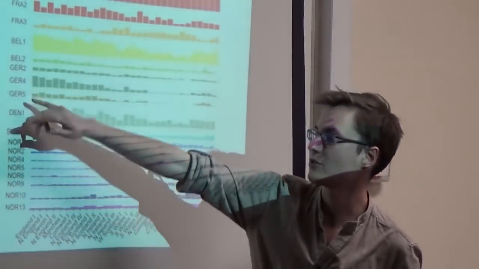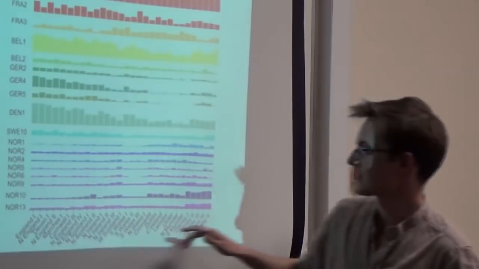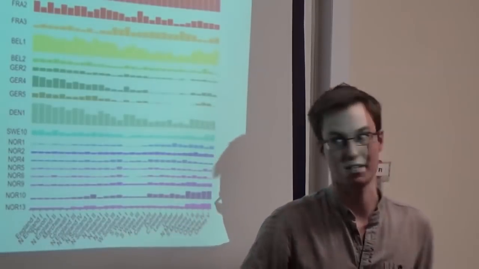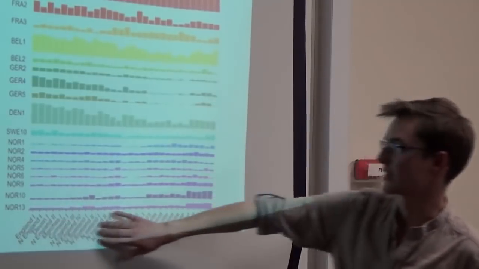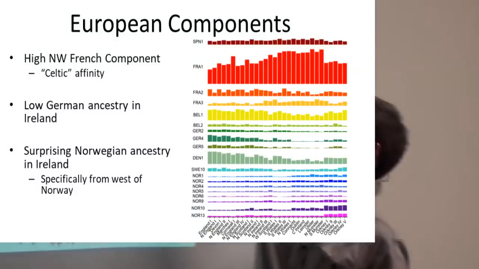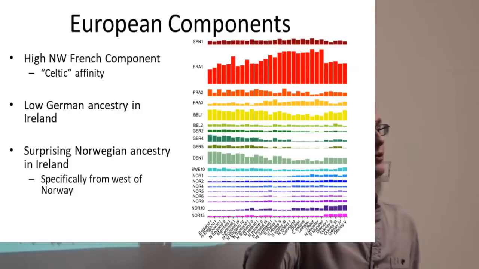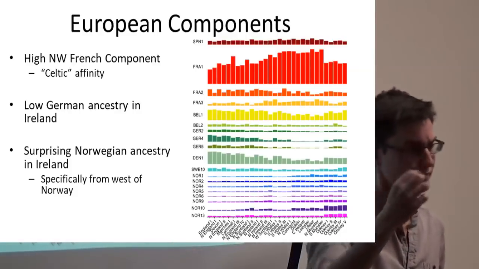So along the y-axis, you can see each individual European source that we cherry pick. Along the x-axis are each individual Irish or British cluster, and they're ordered according to population. So you can see this France 1 cluster contributes a lot of ancestry under this model, and this France 1 cluster is that northwest France region.